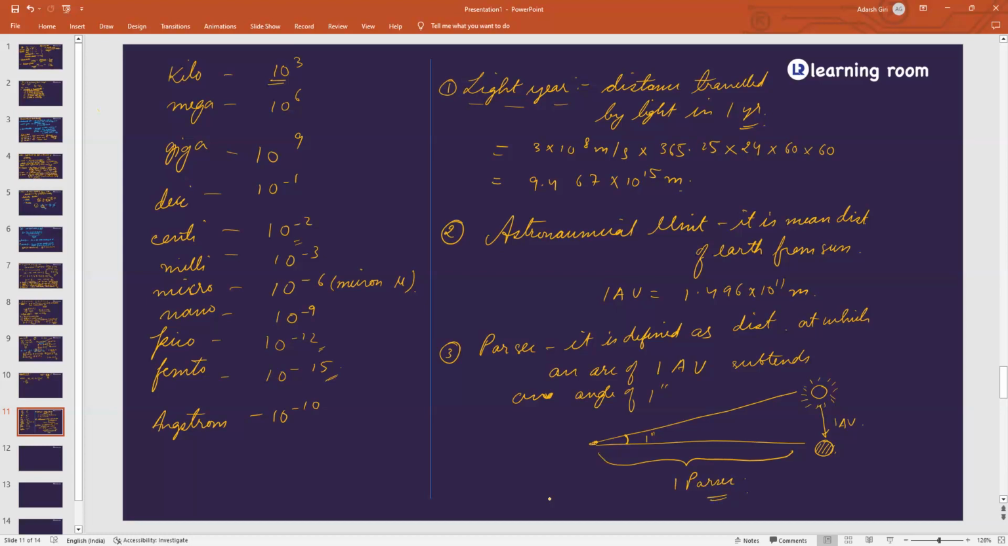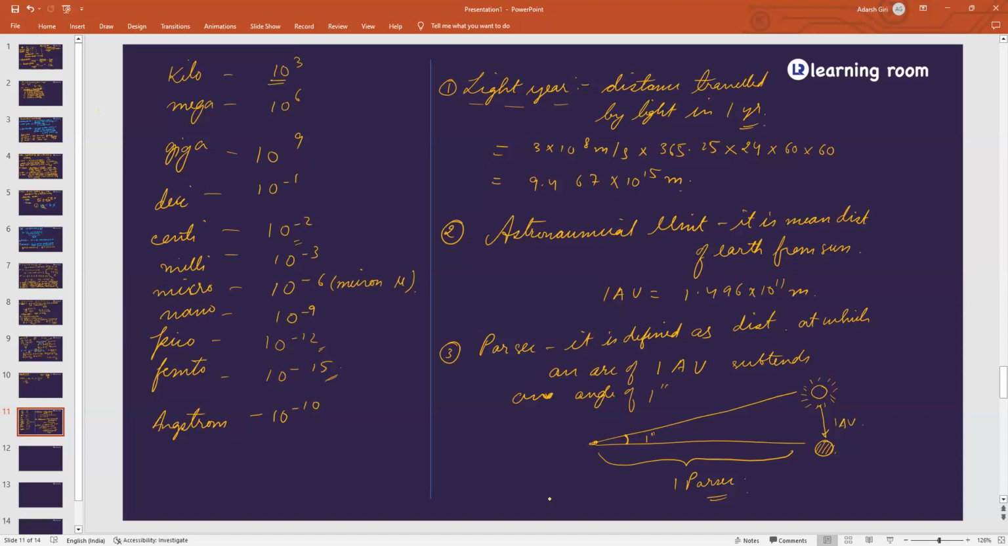Now everybody tell me, how much time does it take for light to come from sun to earth? Who knows that? Nobody? It is around 8 minutes. I don't know the exact value, but something around 8 minutes it is. So it takes 8 minutes to reach from sun to earth.